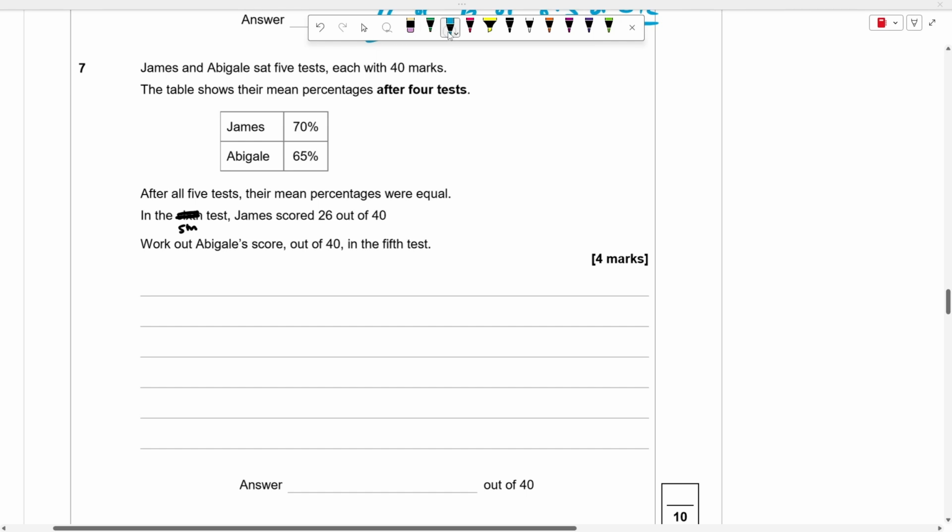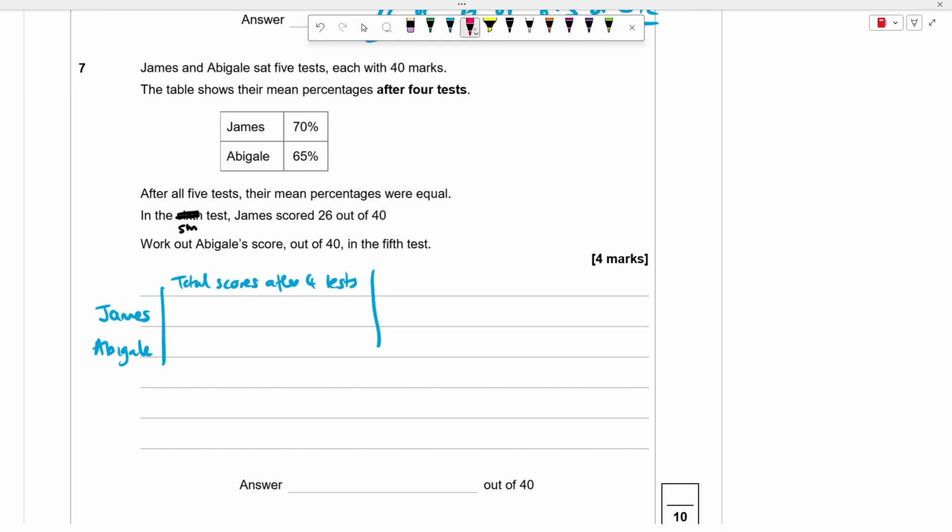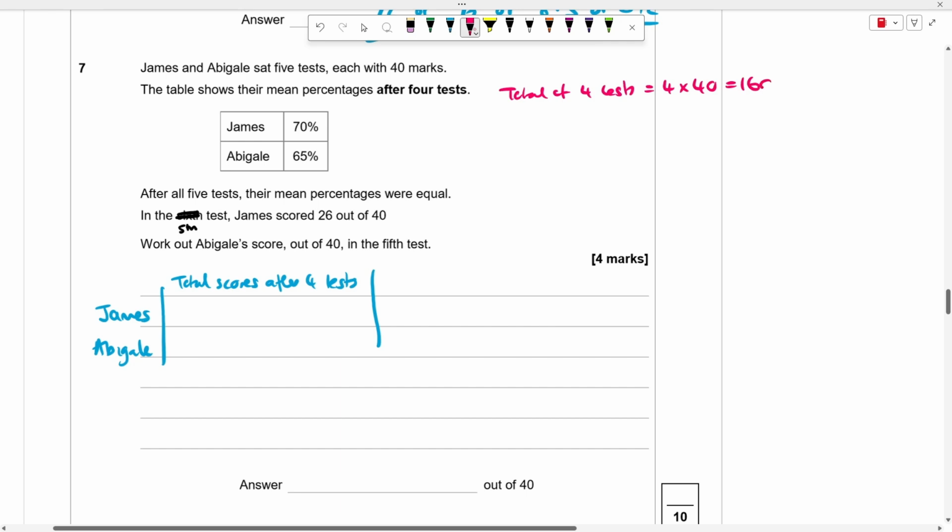So for this particular question, what we need to do is work out how many marks in total James and Abigail got from their first 4 tests. So if I write down James and Abigail, what I want is their total scores after 4 tests. Just like we did in the previous questions, to work out the total, we know that the total of 4 tests is going to be 4 times 40, which is 160. So I need to multiply both their percentage scores by 160.